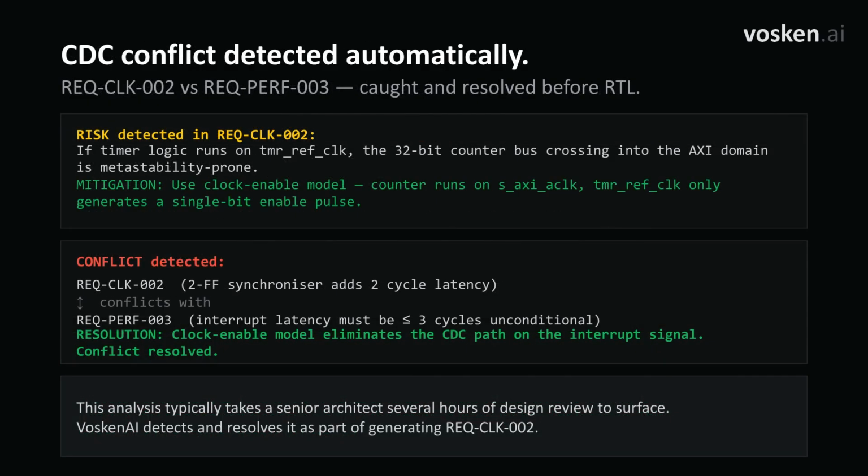The system also detects and resolves conflicts, such as the clock domain crossing latency conflicting with the interrupt latency budget. Mitigation strategies are automatically suggested, like using a clock-enable model.